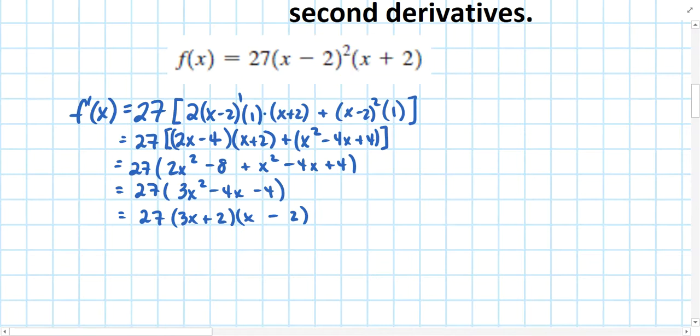Then I used some algebra from there. This exponent of 1 and this product of 1 essentially disappeared. So I distributed in my 2 to make this 2x minus 4. Multiply that by x plus 2, and we ended up with 2x squared minus 8 after FOILing. On the right side over here, x minus 2 squared required x minus 2 to be multiplied by itself.